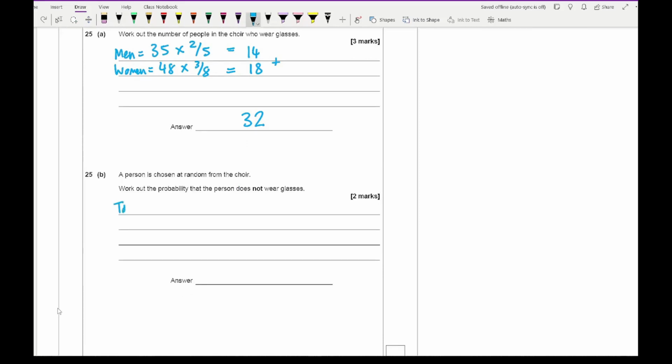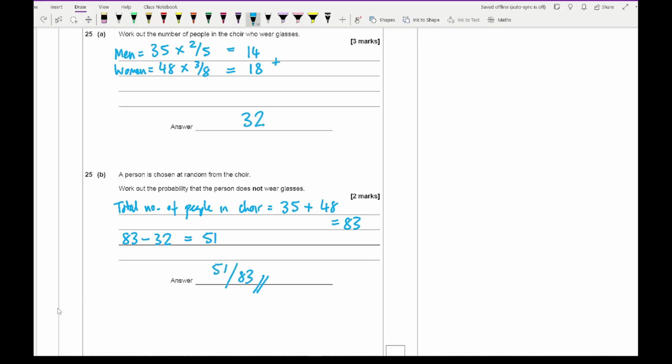So first things first, what we need to do is work out the total number of people in the choir. And how do we do that? Well, we just add the two totals. So 35 plus 48 equals 83. Now from this, what we then need to do is do 83 take away 32, because obviously there's 32 people in there who wear glasses, and then we get an answer of 51, and then because we want the probability, it's going to be 51 over 83, and that there is our final answer.